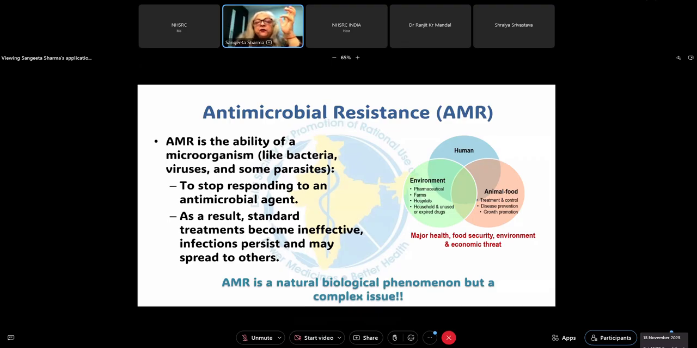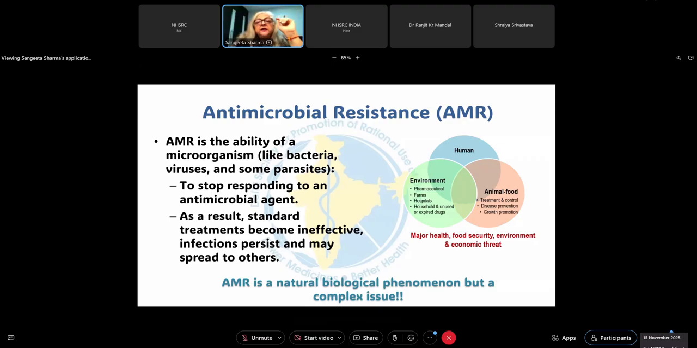Now, why do we need to preserve? This is because of antimicrobial resistance. Let me give you the definition here, so please clarify this. Many people have wrong beliefs about AMR. They think that something goes wrong with the human body, or something goes wrong with the drug. That is why the patient does not respond to antibiotics. No, it is nothing of that sort.